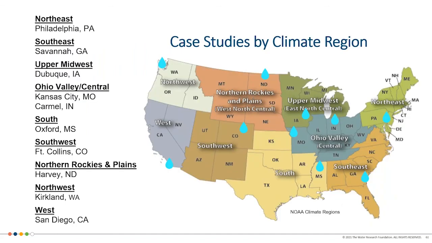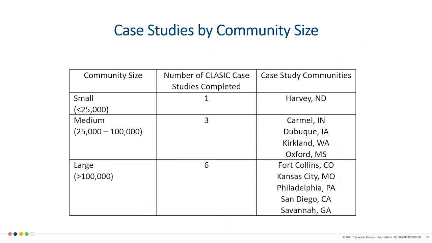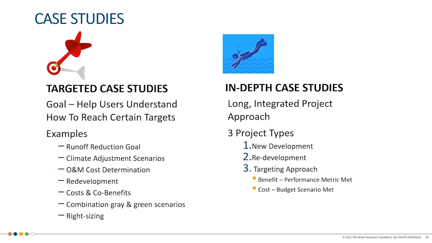So we ended up targeting our case studies, making sure that all 9 NOAA climate regions were represented, and making sure that as many EPA regions were represented as possible, and again that we hit a variety of community sizes. We had varying levels of case studies. We had some smaller targeted case studies that focused on specific features or uses of CLASIC. And then we did some in-depth case studies, really taking a deep dive into using CLASIC to develop larger plans for a community on new development, redevelopment, and some targeting approaches.